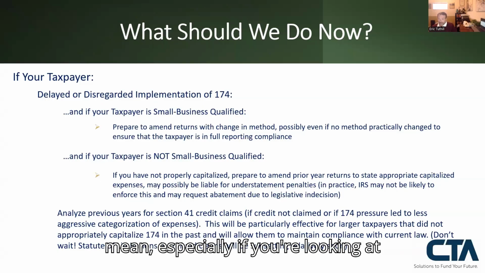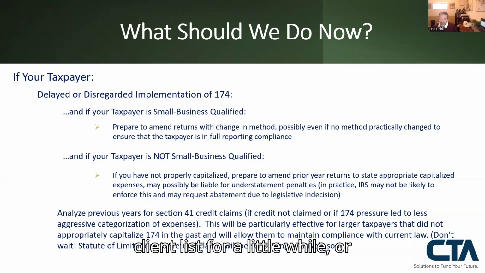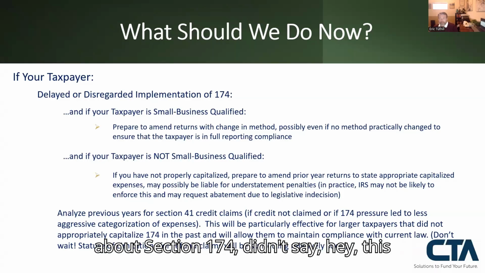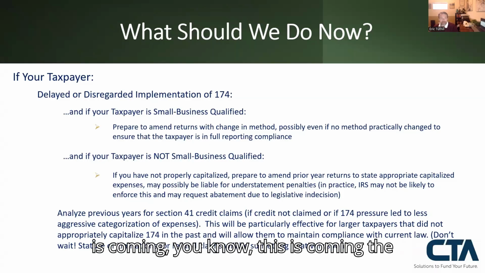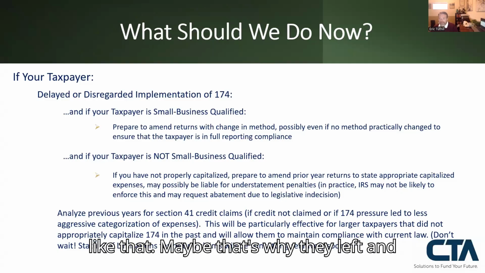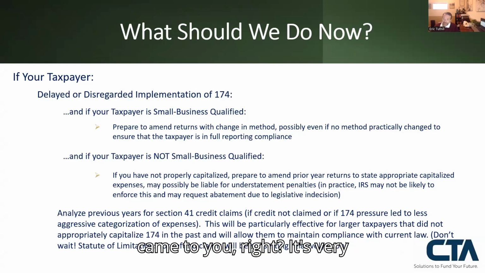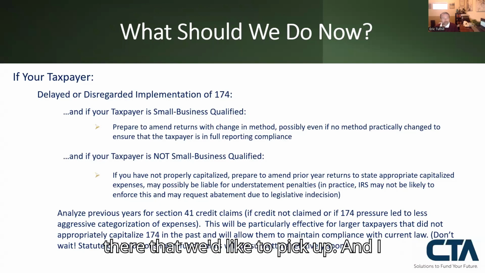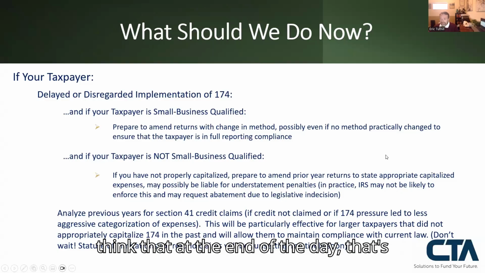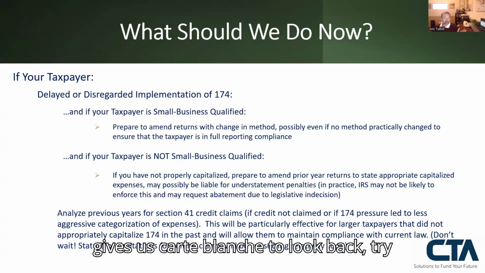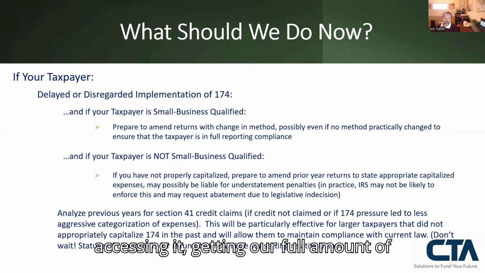So especially if you're looking at taxpayers that may have come into your office or haven't been part of your client list for a little while, maybe one of the reasons why they left is because their CPA didn't talk to them about Section 174 and didn't say, hey, this is coming in your direction, and these are the ways to handle it. Maybe that's why they left and came to you, right? It's very possible that we have items there that we'd like to pick up. And I think at the end of the day, that's the cool part about this: it basically gives us carte blanche to look back, try to find that stuff, make sure that we're accessing it, getting our full amount of the credit.